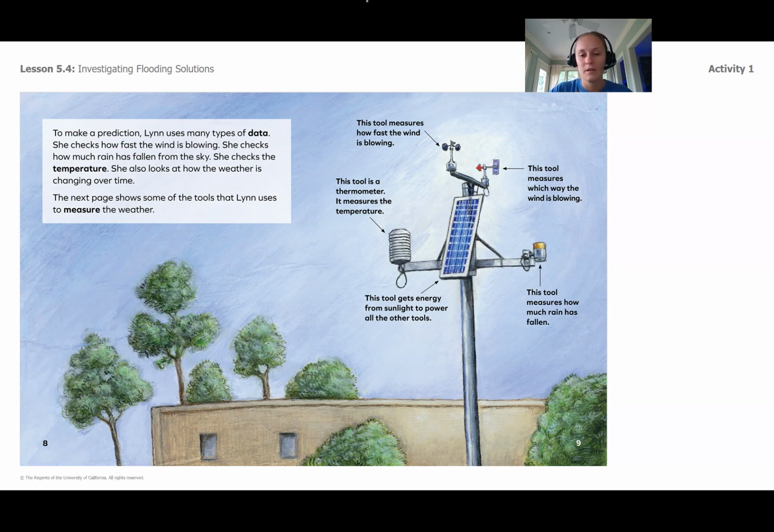Okay, so look at some of these tools that she uses. This measures the way the wind is blowing. This measures how much rain is falling. This is a thermometer, it measures the temperature, and then this tool measures how fast the wind is blowing. And this tool here takes the energy from the sun and powers these tools. So that's really cool.